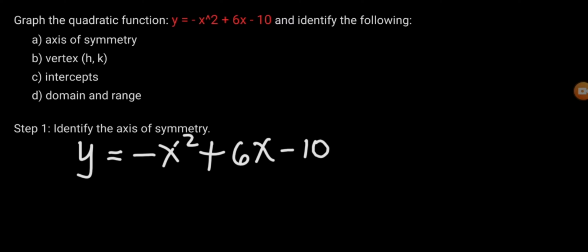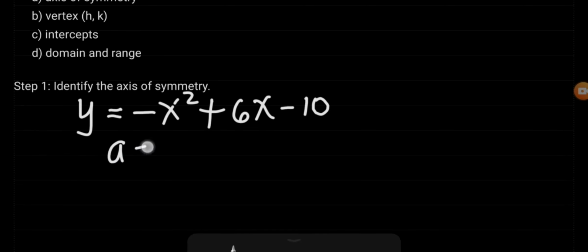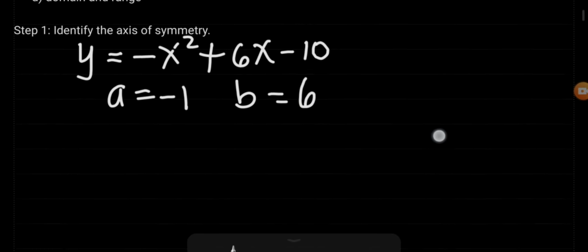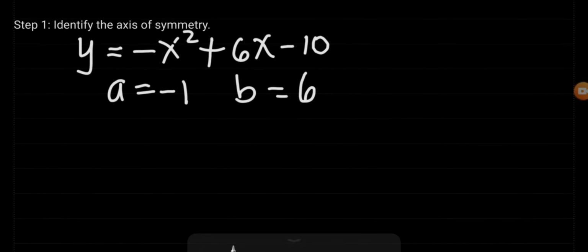So we have here the quadratic function y equals negative x squared plus 6x minus 10. First we will identify the value for a. a equals negative 1 and b equals positive 6. To solve for h, we will use the formula h equals negative b over 2a.